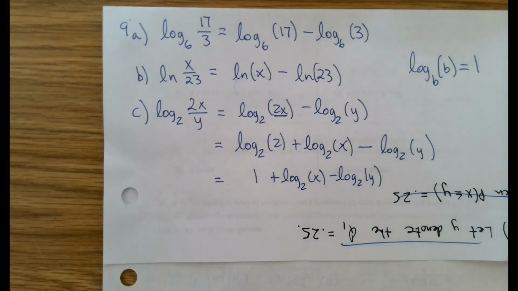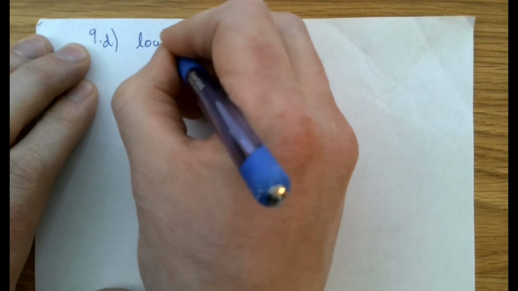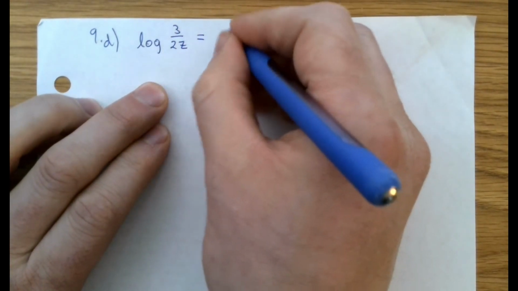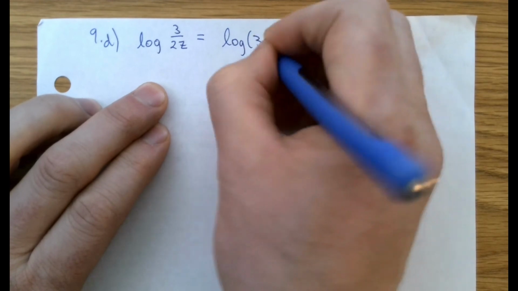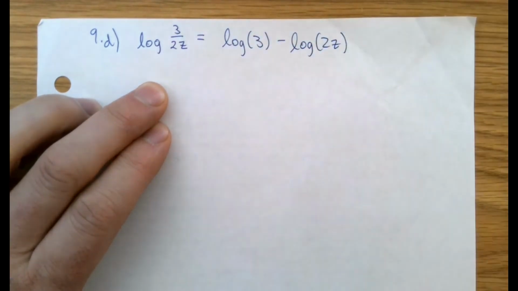Okay, we need a new sheet of paper, and we got one more. This is 9D. And that says, what's up with log base 10, common log of 3 divided by 2z. Well, again, we have to be very careful. Numerator minus the common log of the denominator here.